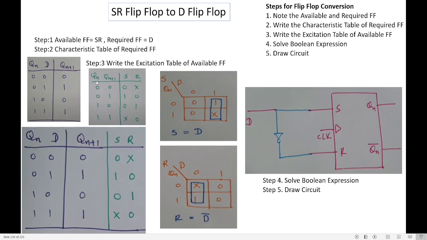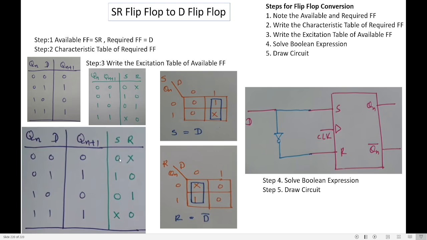See this excitation table. So what is the input to the excitation table? Qn, Qn plus 1. What is Qn here? 0. What is Qn plus 1? 0. When Qn is 0, Qn plus 1 is 0. What are the values of S and R? 0 and don't care. 0 and don't care. Have you filled it?